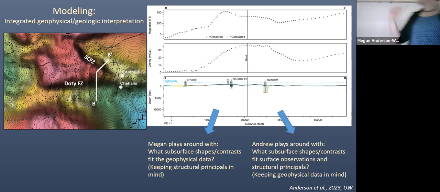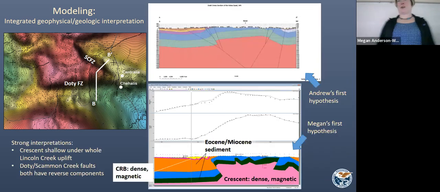Then at the same time, Andrew's doing the same thing, except he's playing in kind of the structural geology space. So he's really honing in on the surface geology and trying to understand what might fit the observations using structural principles and also stratigraphic relationships that he's constrained using the mapping in the area. So we have a bunch of that, and then we say, okay, let's show each other what we've come up with. So this was our first draft from both of us.